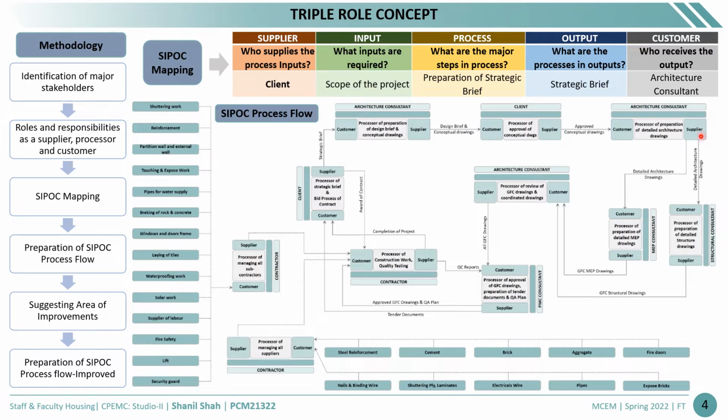Then the architect drawings are given to the MEP consultant and the structure consultant, and they prepare the drawings and send them back to the architect. Then the architect gives all the GFC drawings to the PMC consultant. Then the PMC gives them to the contractor, and after the completion the project is given to the client. And here we have listed all the subcontractors, and for them the customer is the contractor, and here are all the suppliers of the materials, and for them also the customer is the contractor.